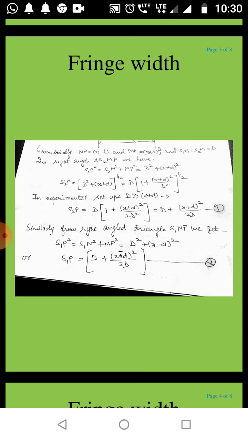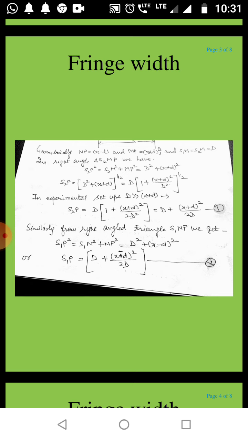In the experimental setup, D is very much greater than x plus d. Therefore, using the binomial theorem, we can write S2P is equal to D [1 plus (x plus d) whole square upon 2D square]. After opening the bracket and simplifying, we will get D plus (x plus d) whole square upon 2D. Say this is equation number 1.